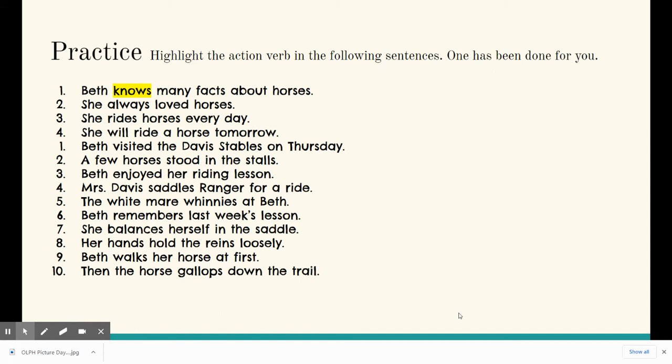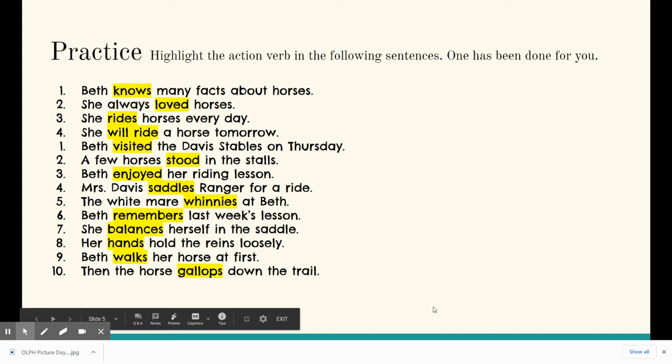So let's see how well you can do with finding the action verb in each of the following sentences. I've done the first one for you as an example. Beth knows many facts about horses. It might be helpful for you to try and identify the subject of the sentence first, the doer, and then ask yourself, what are they doing? So my subject is Beth. Well, what is Beth doing? Beth is knowing. So I'm going to go ahead and highlight my action verb, knows. Go ahead and do this now on your own guided notes.